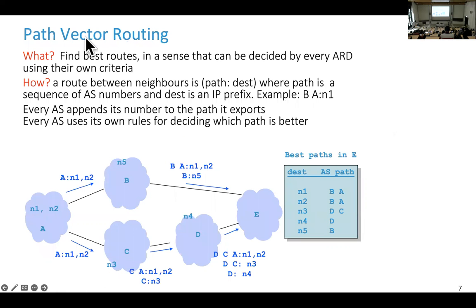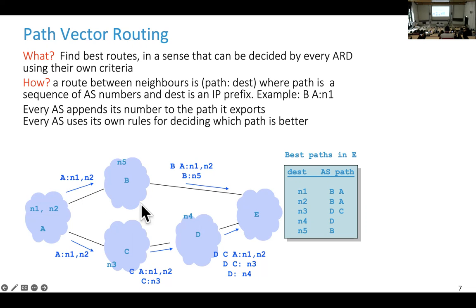I will explain path vector routing with this example. Here again, I'm showing 5 different ASs. Each cloud again is an AS: A, B, C, D, E. For example, AS A contains 2 network prefixes, N1 and N2. So what an AS does, through BGP, is announce to its neighbors, to its BGP peers, that I am A and I have network prefixes N1 and N2.